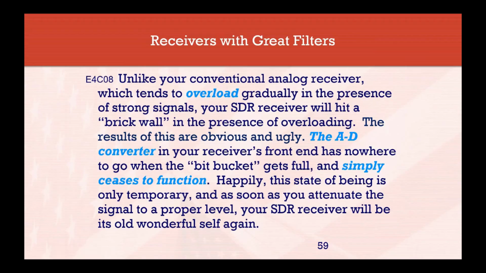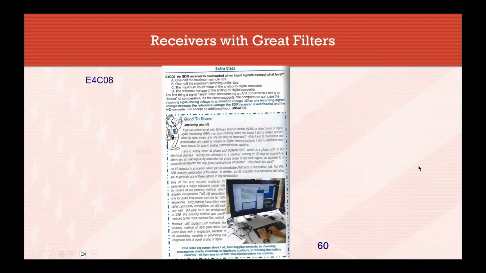Analog receivers tend to overload gradually, whereas the SDR will hit a brick wall and that's over with. The reason for that, the A to D converter, analog to digital converter in the front end, has nowhere to go when the bit bucket gets full or simply it ceases to function. That is to say, it runs till its top voltage range is reached. It has no other place to go, and it stops functioning. So the A to D converter will stop functioning if it hits an overload.